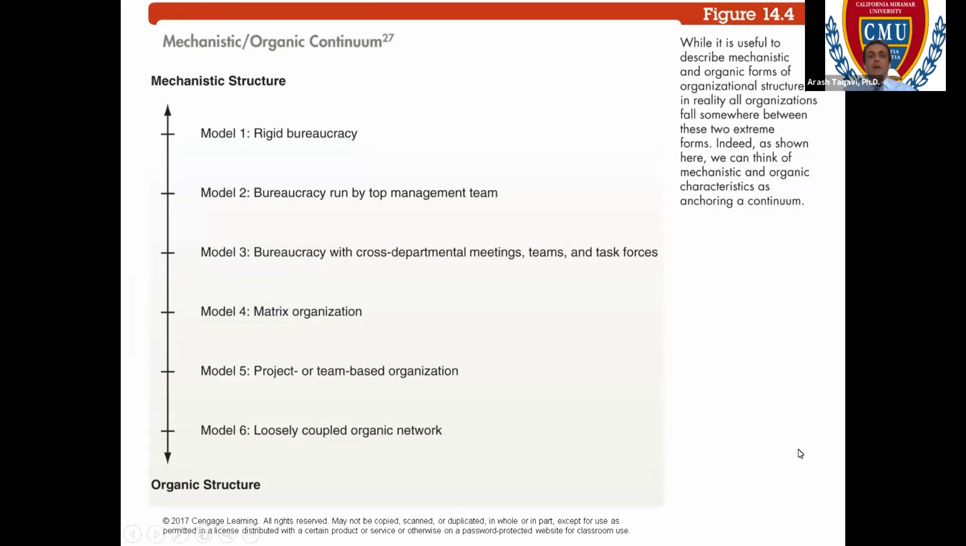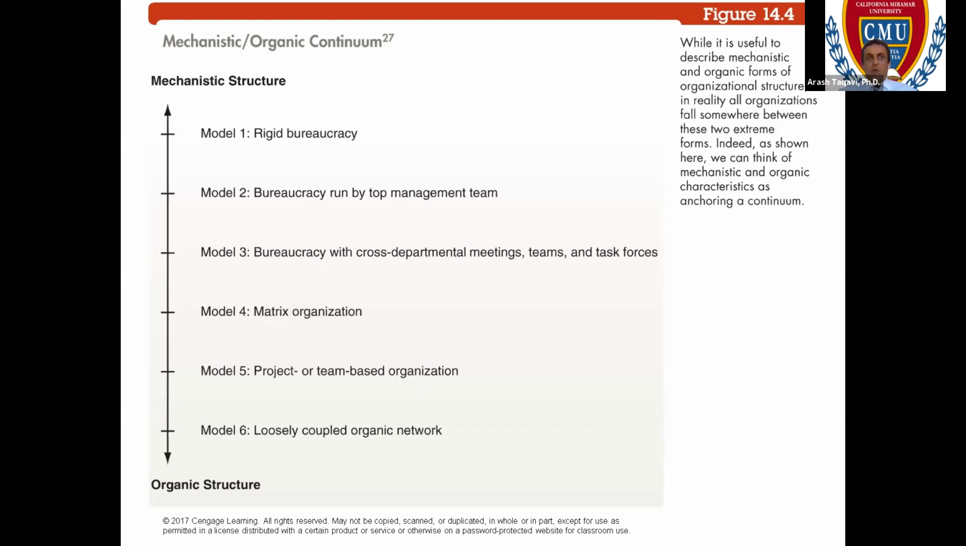You see sometimes a spectrum between the mechanistic and organic continuum here. Model 1 is a rigid bureaucracy, and Model 2 is bureaucracy run by a management team. Model 3, bureaucracy with cross-departmental meetings, teams and task forces. Model 4, matrix organization. Model 5, project or team-based organization. And Model 6, loosely coupled organic network. You see we have two extreme points: 1, rigid bureaucracy, and 6, loosely coupled organic network. They are very extreme points.